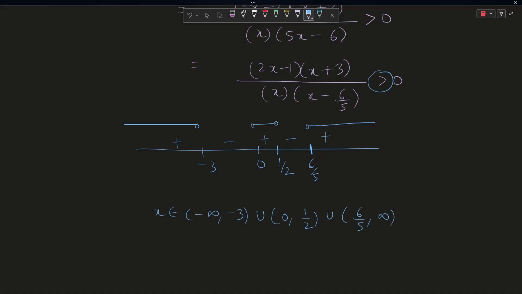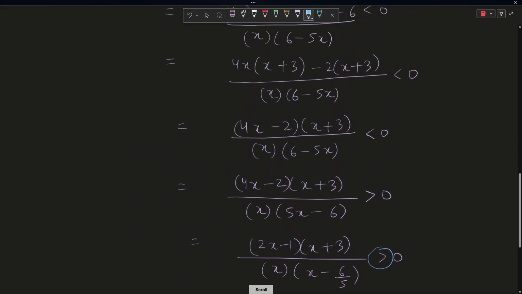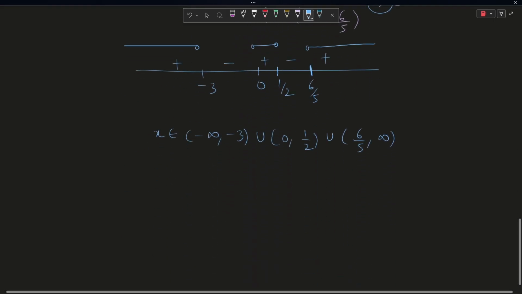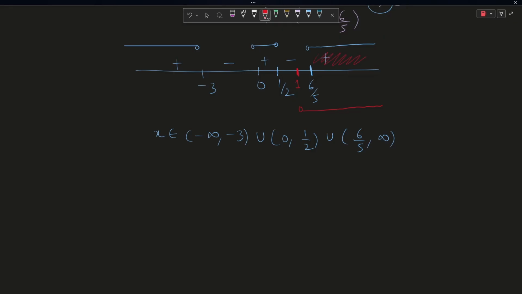But this is not the actual answer, because we have to take the intersection of this with the condition that we have assumed for the base, right? We have to take the intersection with that. So for taking the intersection, I can simply plot the point 1 here. The point 1 will be somewhere here, and it says 1 to infinity, the condition for x in the base. So 1 to infinity. The common part that comes here is this part.